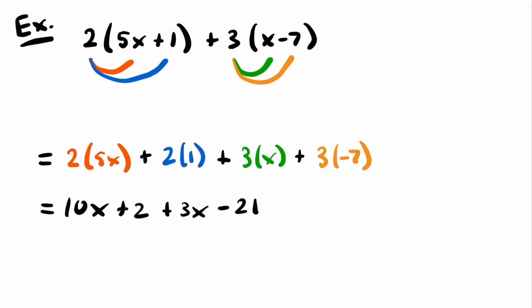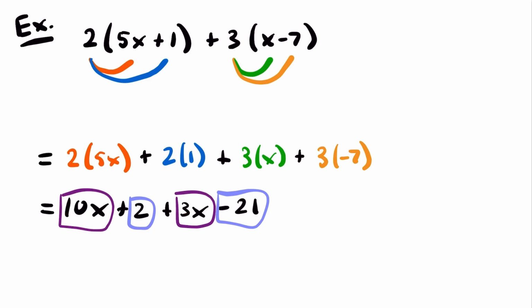Now we're not quite done yet, because if you look at our resulting terms, we have 2 pairs of like terms. We have 10x and 3x that both have the same variable part of x, and we have 2 constant terms of 2 and negative 21. So let's combine our like terms. We're going to combine 10x with 3x and 2 with negative 21.